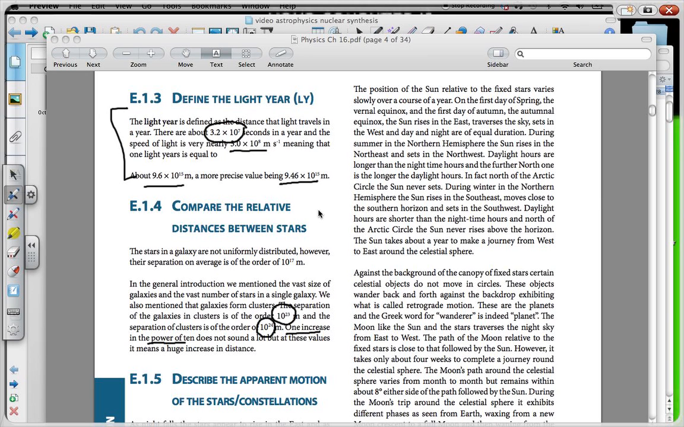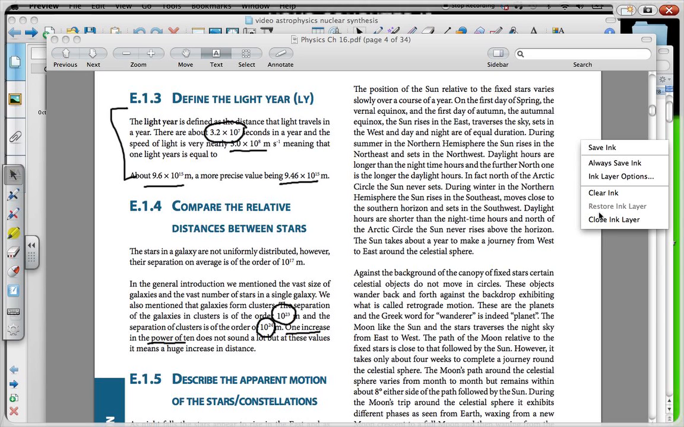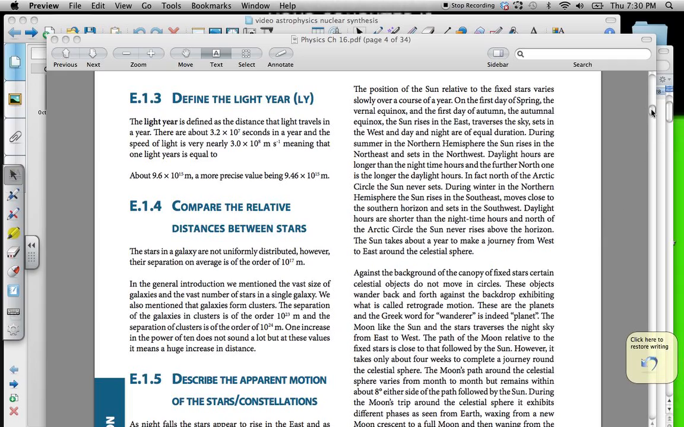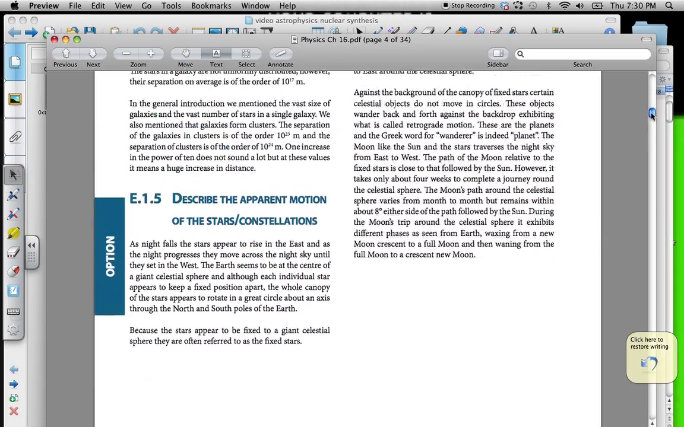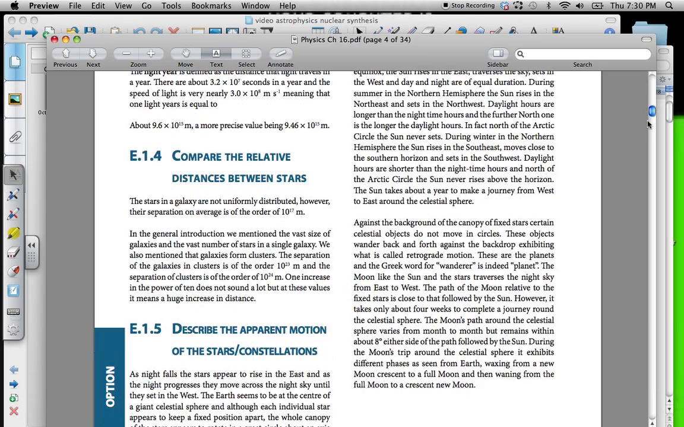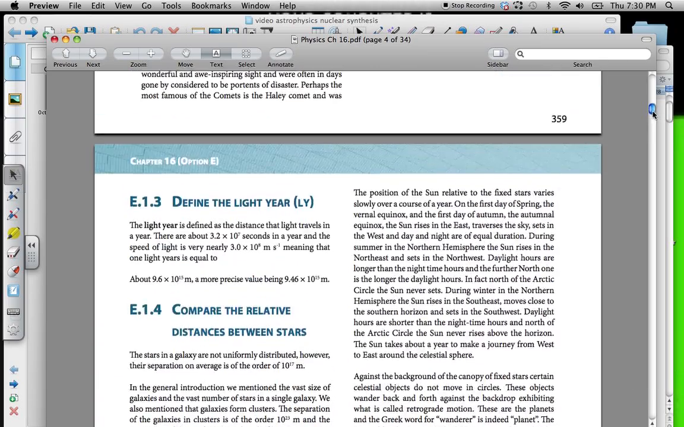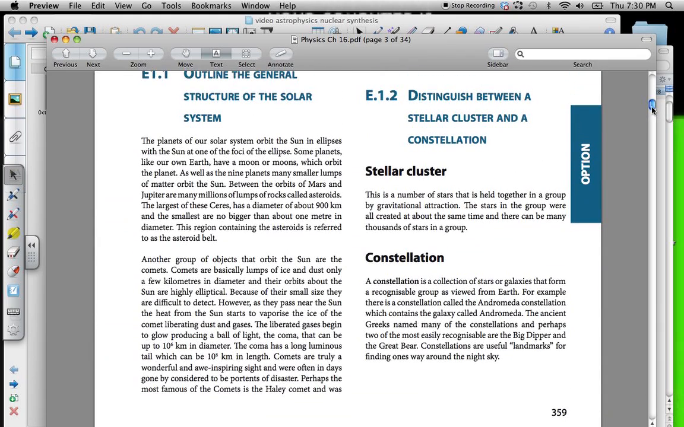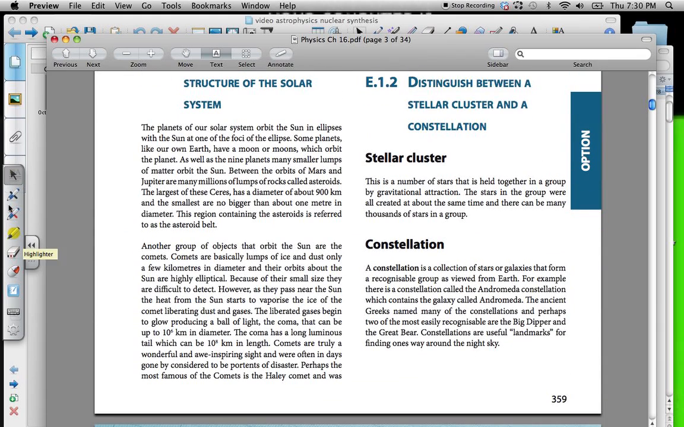You also need to have an idea of the night sky, how that works. So why the night sky changes during the day, during the night, and also during the year. And so you need to read up on that carefully. This whole idea of a constellation is important.